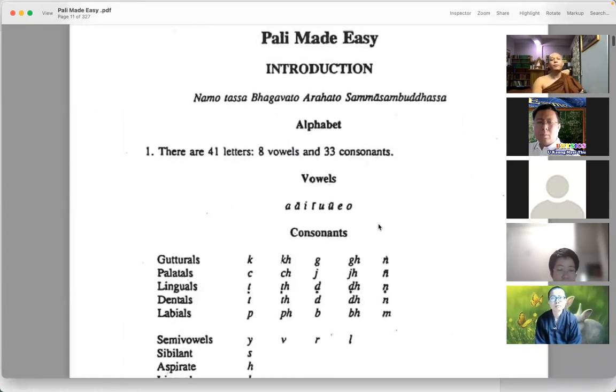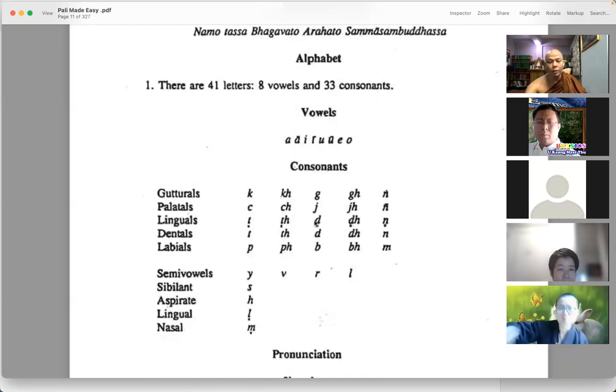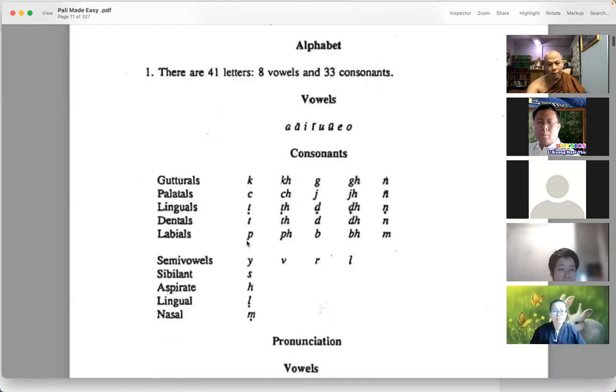In the introduction, it says that in Pali there are 40 letters, maybe 41 letters or alphabets. Among them, 8 are vowels and the rest, 33, are consonants. Later I will explain in detail; now it is a rough introduction. So 8 vowels and 33 consonants.